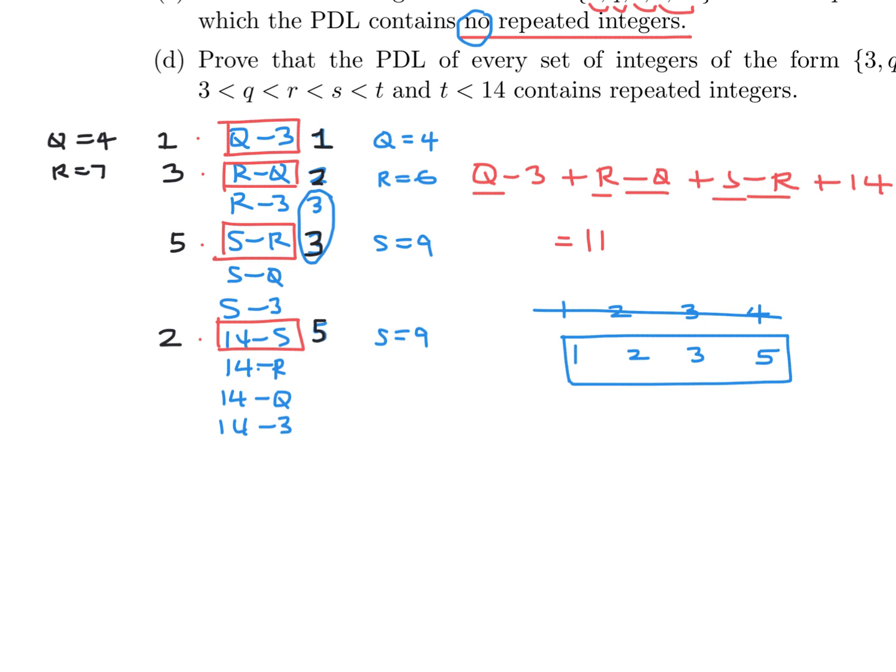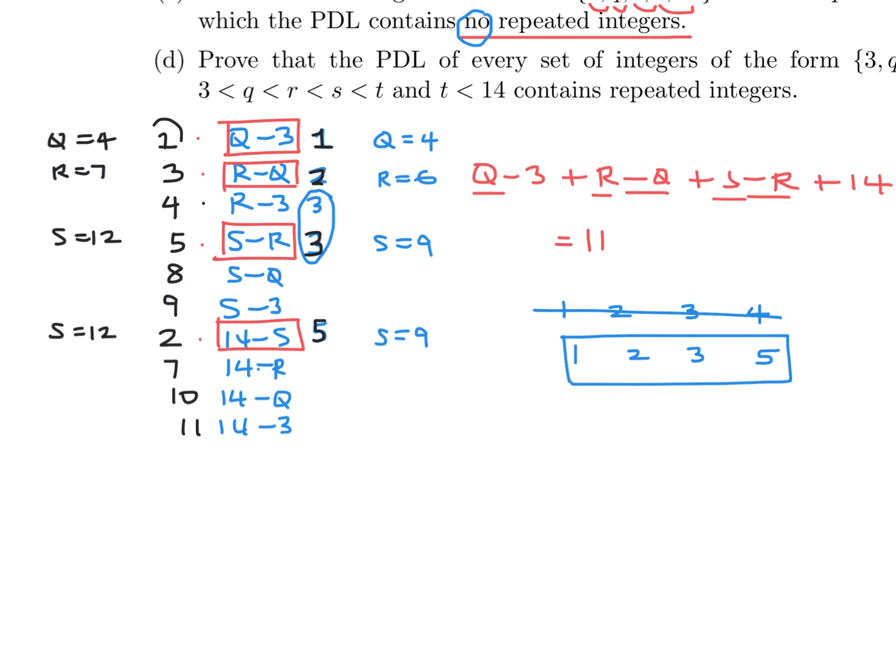S minus R is 5, so that means S is 12. And then, yeah, so this works, so S is 12. Okay, so let's figure out all of these other guys. R minus 3 would be 4. S minus Q is 8. S minus 3 is 9. 14 minus R would be 7. 14 minus Q is 10. And 14 minus 3 is 11.